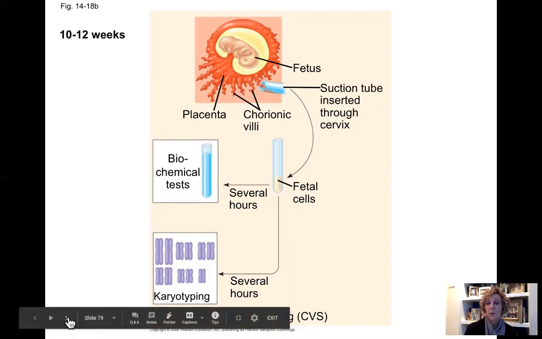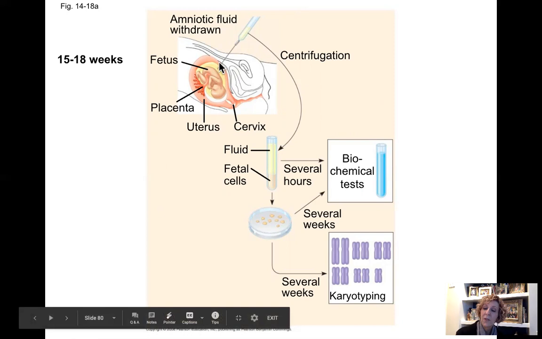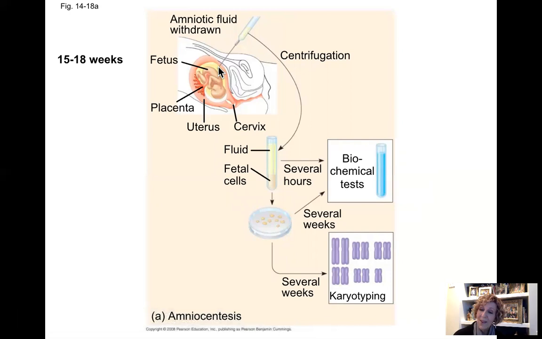A little later in pregnancy, we can do amniocentesis. And this requires giving the mother some local anesthetic and taking a needle and, with the help of ultrasound, placing that needle into the fluid that surrounds the fetus and drawing out some of that fluid that's called amniotic fluid. That's why it's called amniocentesis. And we can take some of that fluid, spin it down, get the fetal cells, and do some biochemical tests on the fluid, but then we can also culture some of those cells, and then we can make a karyotype from that.